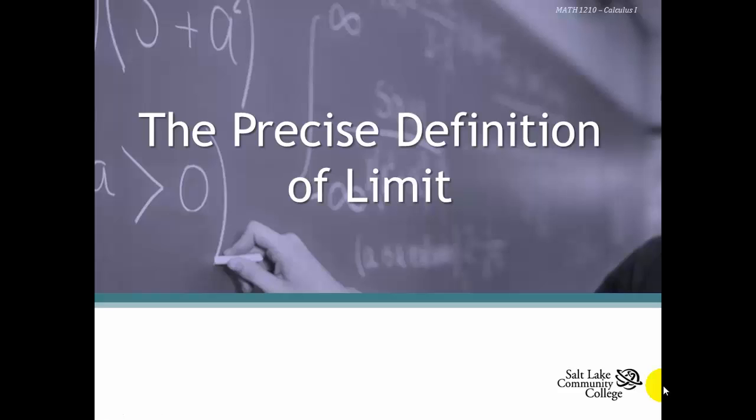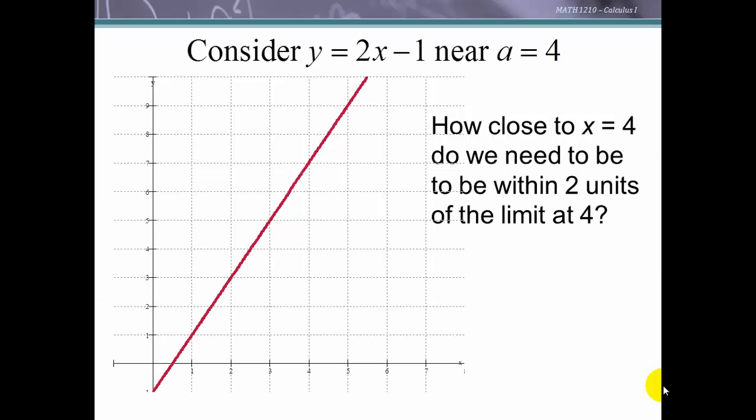We're now ready for the precise definition of limit. We're first going to get a sense of what it would need to say looking graphically, and then we'll have it formally presented. Let's look at y equals 2x minus 1 near the value of 4. Now the question is, how close to 4 do we need to be if we needed to be within 2 units of the limit at 4?